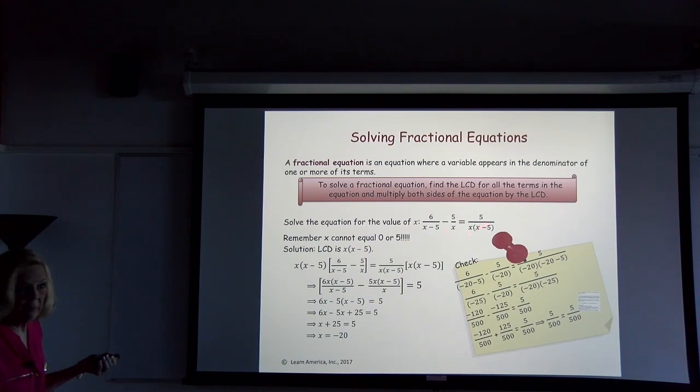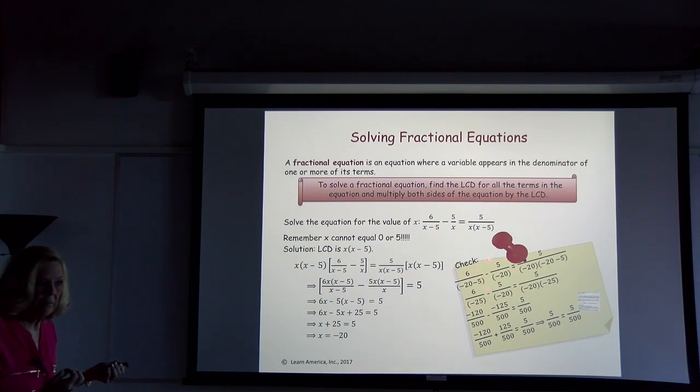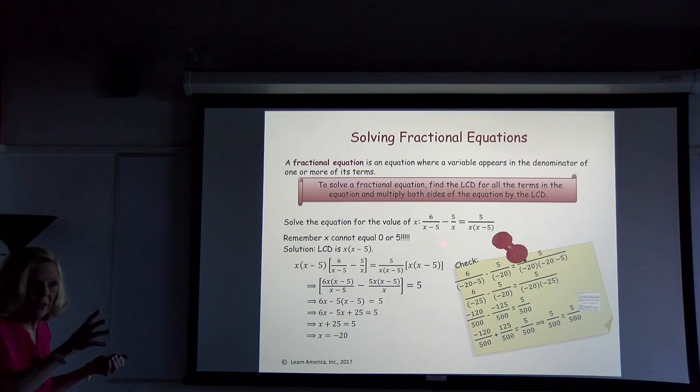The one thing you want to keep in mind is that if you have variables in the denominator, what can a denominator ever equal? It can never equal 0. So x cannot be equal to 0. I've got that stated. And what value of x would make this equal 0? Right. I can't have x equaling 5 either. So I have to exclude those two values.